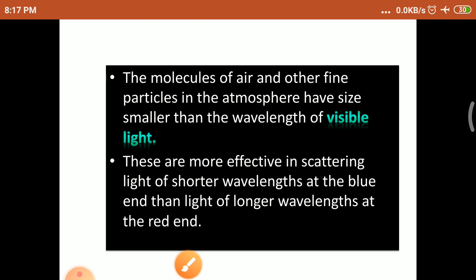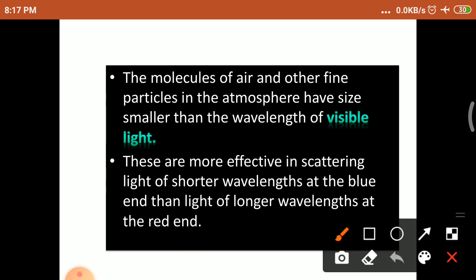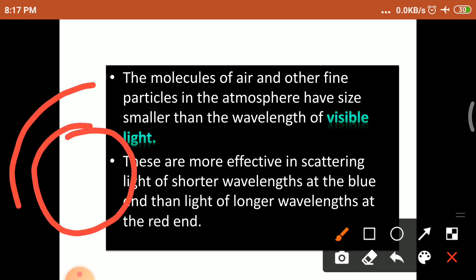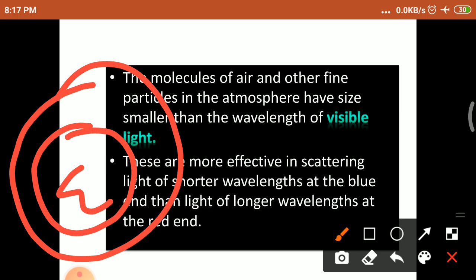So these are more effective in scattering of shorter wavelength at the blue end than light of longer wavelength at the red end. And dear students, please listen carefully. If you take an atmosphere, this is the earth and this is the atmosphere. The atmosphere consists of more fine particles. In a scattering, you know that the fine particle always scatter the shortest wavelength. That means violet, indigo, blue, the blue family lights.